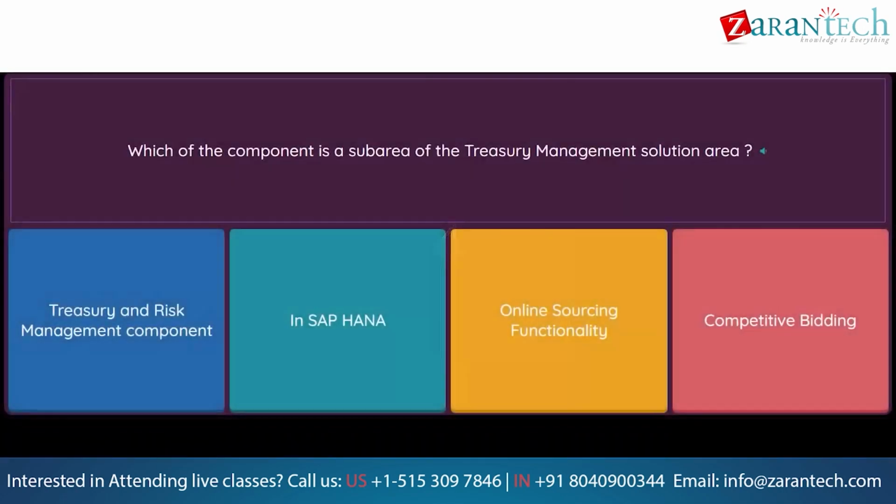Question: which of the component is a sub-area of the Treasury Management Solution area? Option 1: Treasury and Risk Management component. Option 2: in SAP HANA. Option 3: online sourcing functionality. Option 4: competitive bidding.